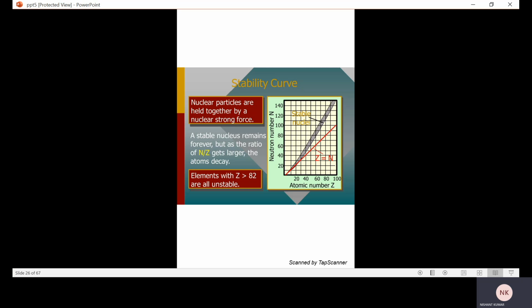Stability curve. Nuclear particles are held together by the nuclear strong force. The stable nucleus remains forever, but as the ratio of N by Z gets large, the atom decays. Elements with Z greater than 82 are all unstable.